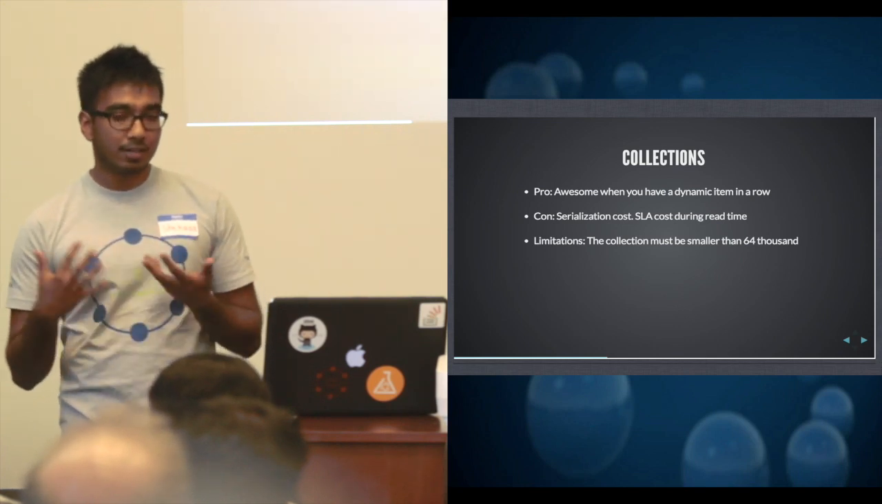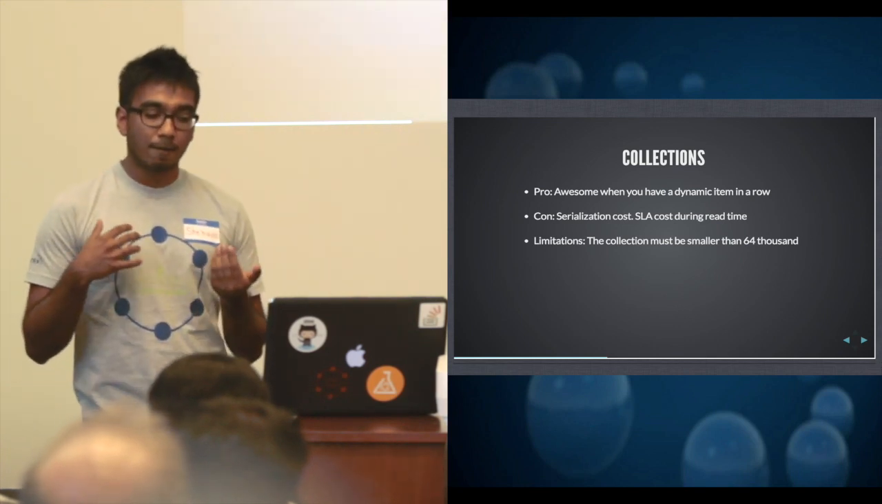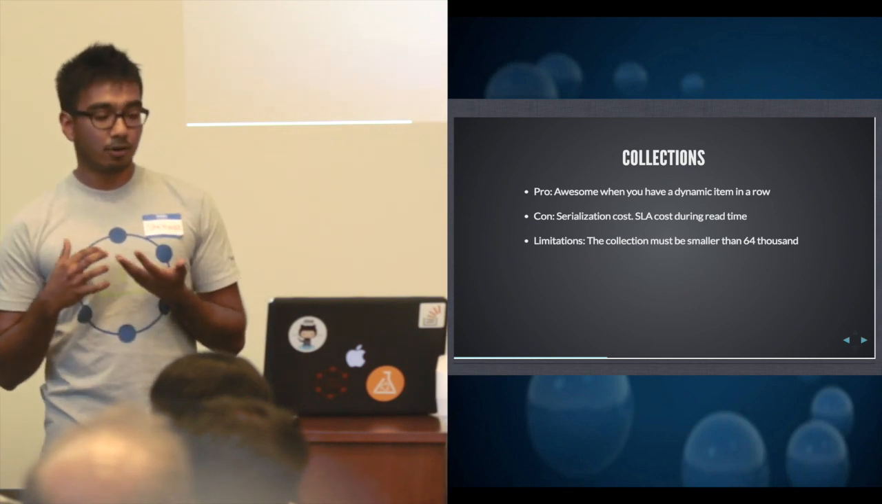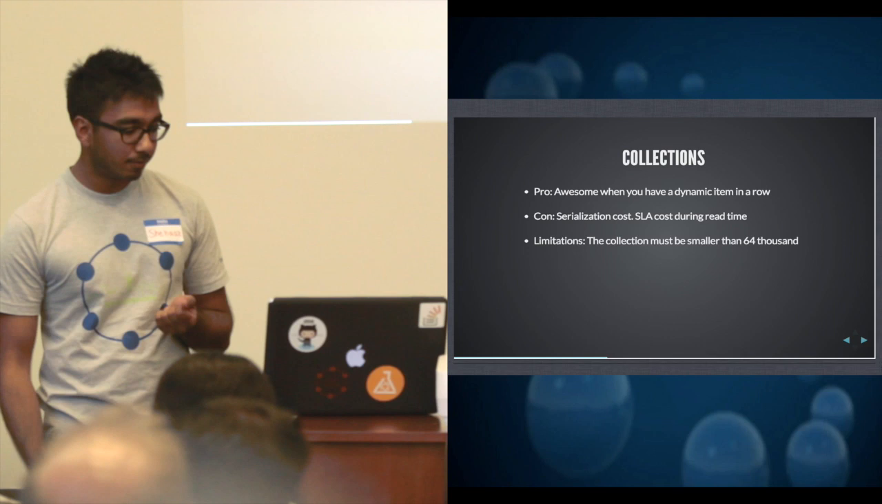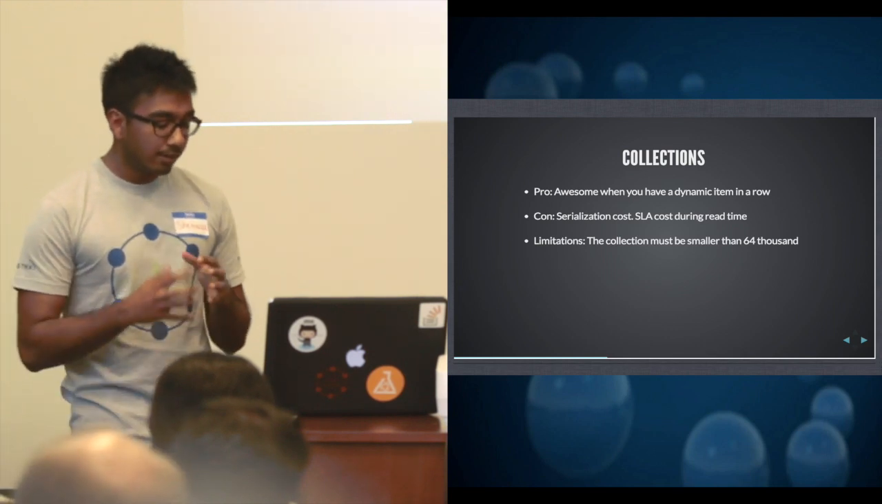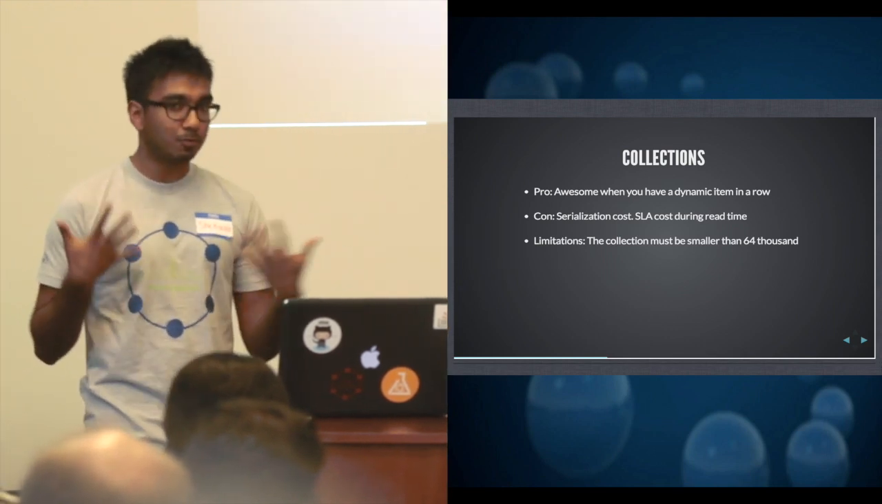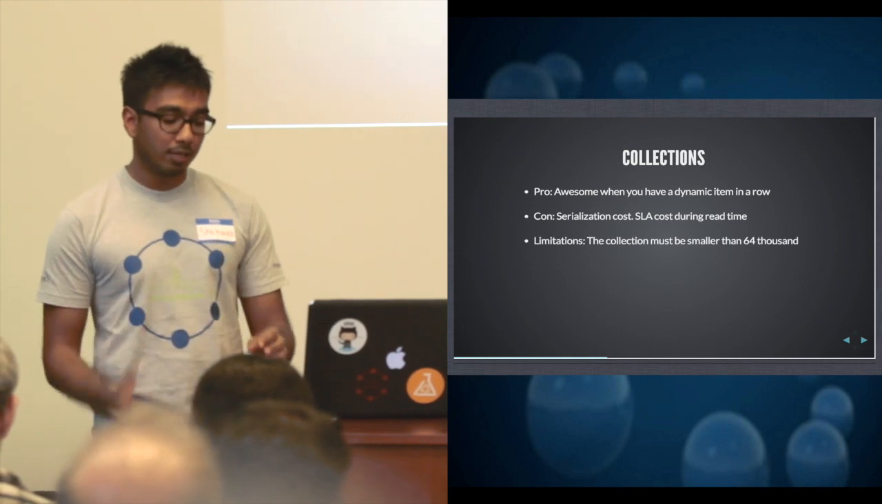But the con is there are serialization costs, because when you're reading it, they have to deserialize before showing it, so that will slow down your application. And the collection must be smaller than 64,000 elements, so keep it small.